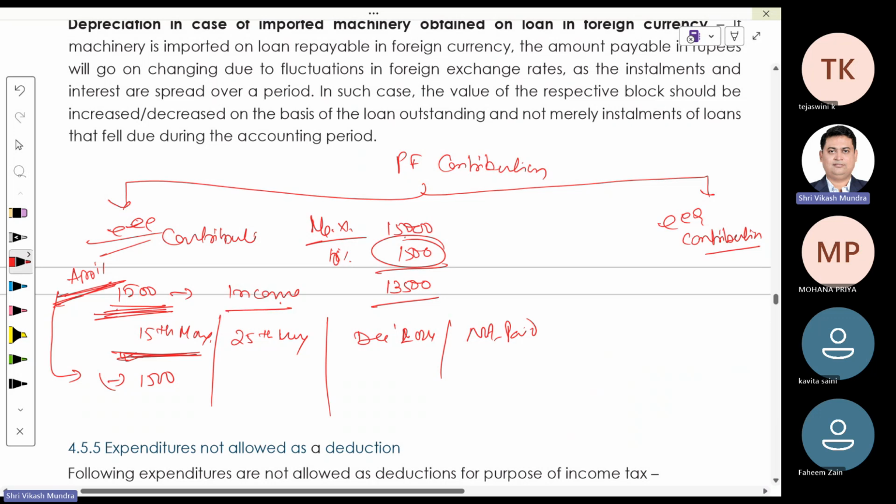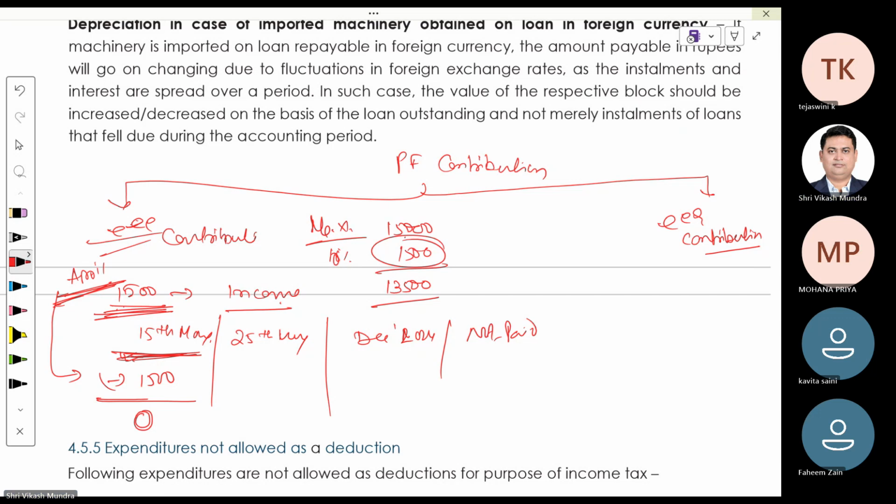And as soon as I made this money, I deposited this money to the PF authorities within the due date of making payment, then equivalent deduction would be available to me, and my income net is zero. The net effect of this type of transaction is zero.